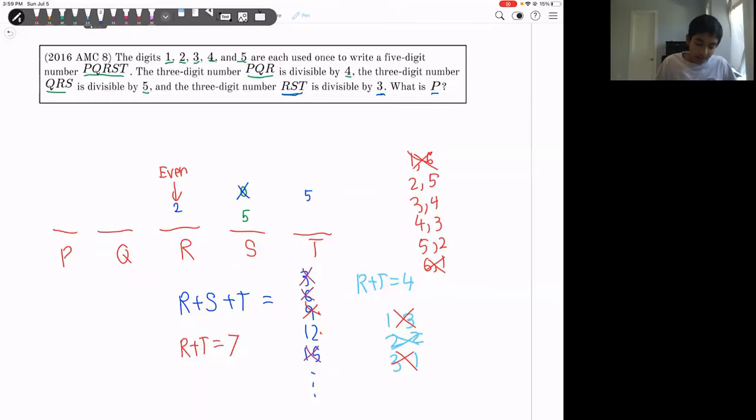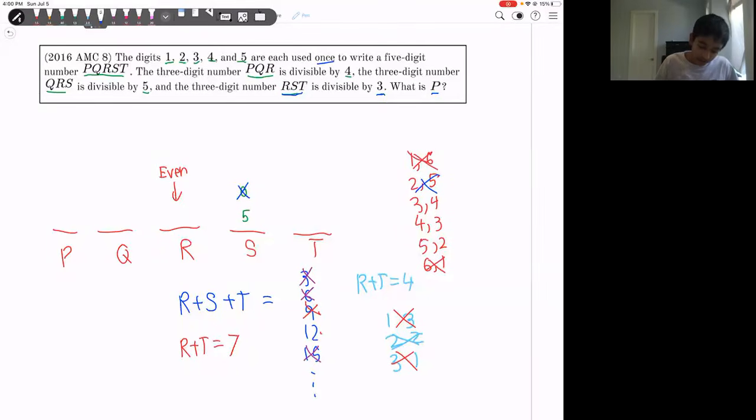If it's 2 and 5, how can we get PQR to be a multiple of 4? That would mean QR has to be a multiple of 4. But we already see that there's 2, 5, so this is not allowed. So we don't even have to check this case. 2, 5 doesn't work because that would mean there are 2 5s, and we're given that all our digits are each used once.